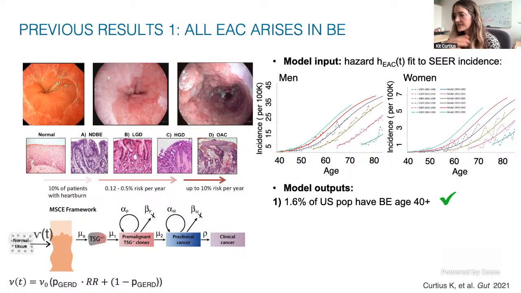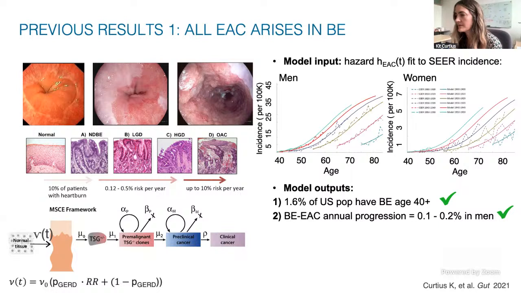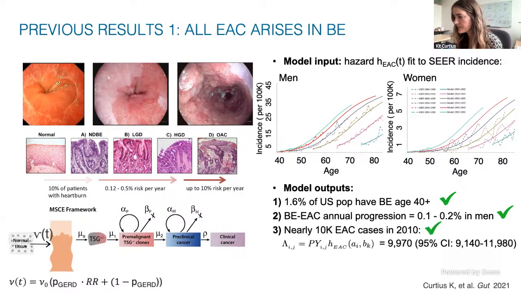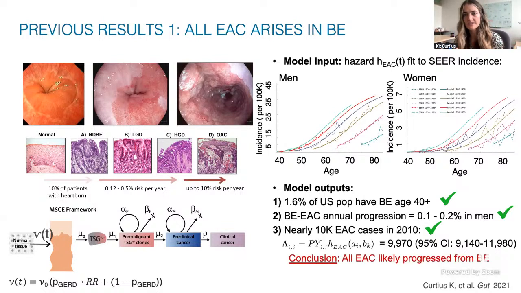And it says that about 1.6% of the US population has BE over age 40, which is about what we think it should be. From the model, the annual progression rate is about 0.1 to 0.2% in men, which is around what we think it is. And then when you add up the total number of cases using something like a life table for the person-years at risk at some age and birth cohort, multiplied by the hazard function at that age and birth cohort using our model parameters, you look at the cumulative incidence of that, and it's about 10,000 cases. So all of this adds up to say that all of those EACs that we see in the registry must have come from Barrett's, if we believe all these clinical progression rates. And there are no cases missing that would have come from a non-Barrett's pathway.